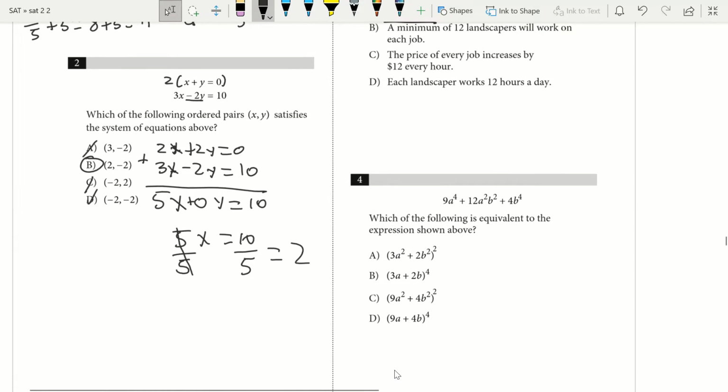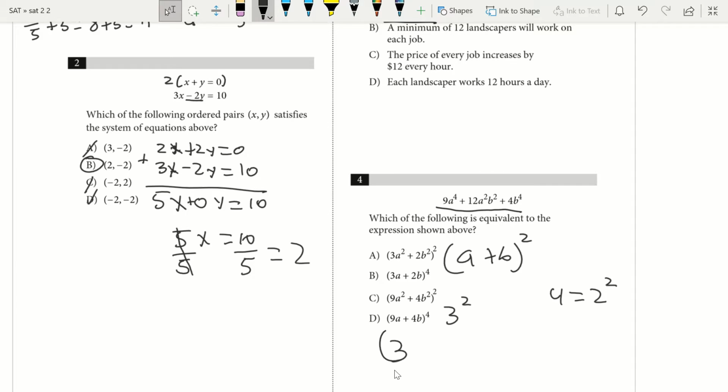Question 4. Which of the following is equivalent to the expression shown above? Well, if we look at this expression up here, we should be able to see that it follows an (a plus b) squared pattern, right? Because we have 9, which can be written as 3 squared, and then we have 4, which can be written as 2 squared.